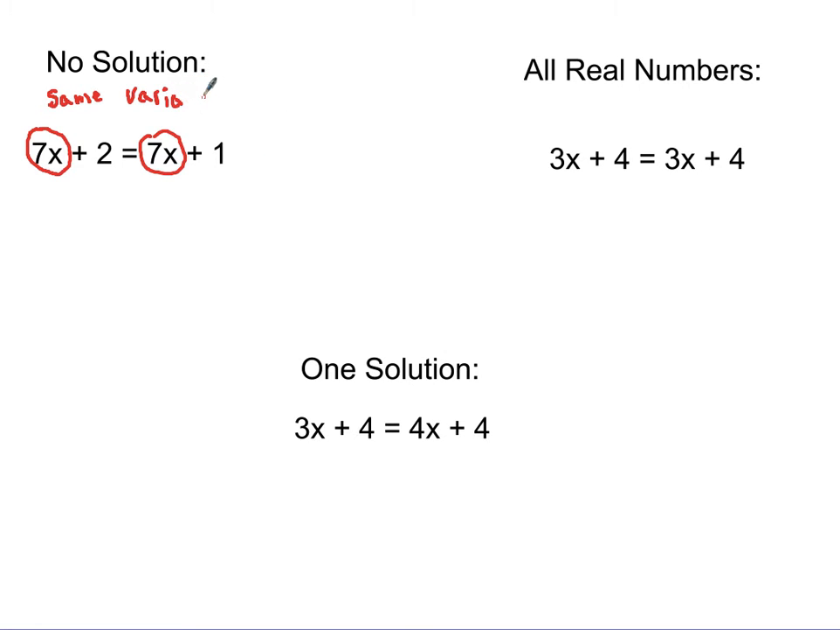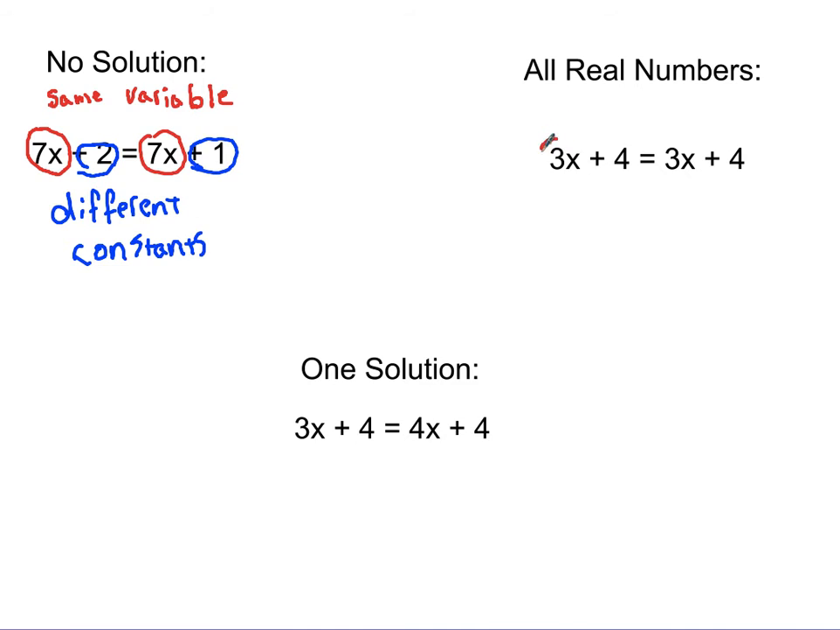And again, it would help if I could spell, and if my pen didn't glitch. Variable. I think that's good. And then you also have this. You have different constants. Okay, different constants. So same variables, different constants, always point you to no solution. Okay, that'll always be the same.